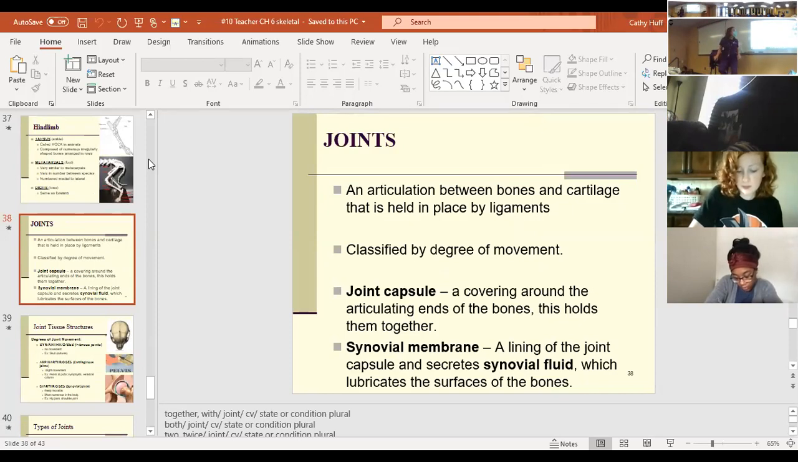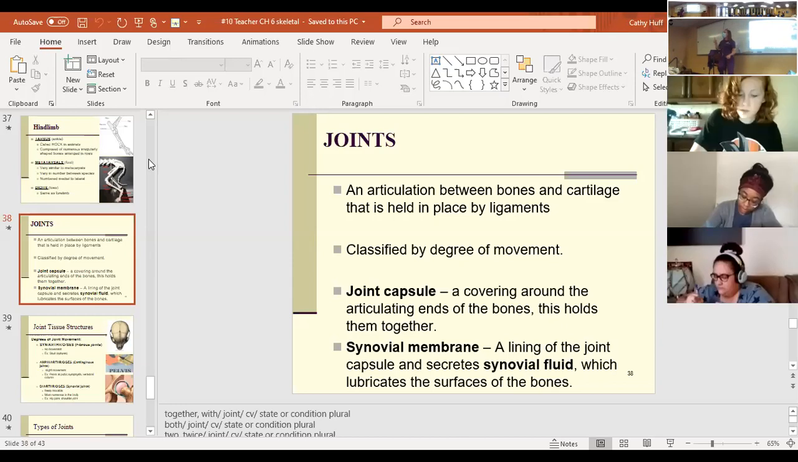Now we've got a bunch of different types of joints, and they are going to be classified by how much movement they allow. I have some joints, like in my skull, that don't allow any movement. They're sutured together. I have some joints that allow a little bit of movement. I have one of those in my lower jaw. I also have one of them in my pelvis. And then I have some joints that allow free movement. Interpretive dance joints.